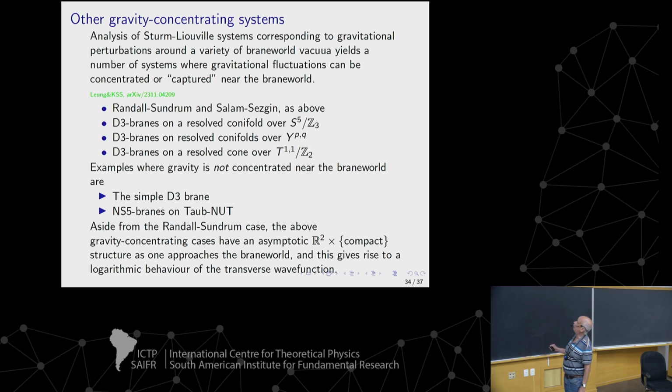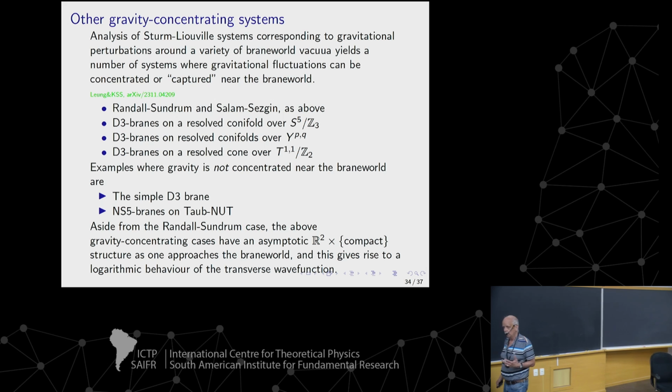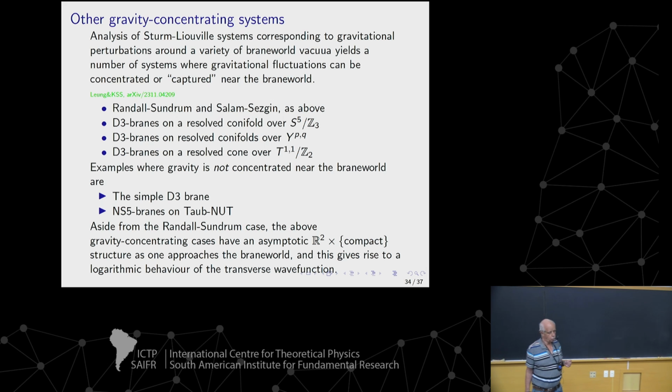But if you put a D3 brane on one of these what are called resolved spaces, and again, for time, I don't want to go through the details of it, resolved conifolds of various sorts over S5 divided by Z3, or the YPQ spaces, or T11 over Z2, then it works. And gravity is localized in these cases. So there is a wider family of these types of localization of gravity.